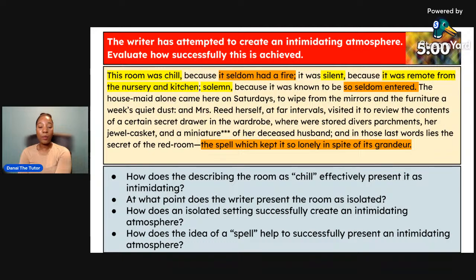Second bullet point, at what point does the writer present the room as isolated? So isolated means that it's far away from other things or other rooms. How does an isolated setting create an intimidating atmosphere successfully? And then how does the idea of a spell help to successfully present an intimidating atmosphere? Okay, so 5 minutes for that one again.